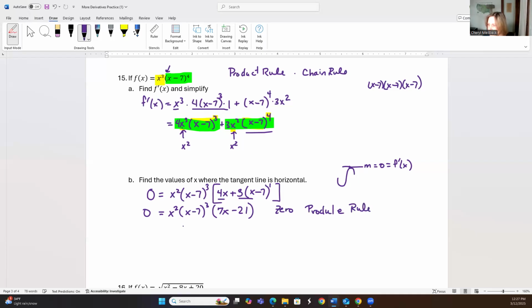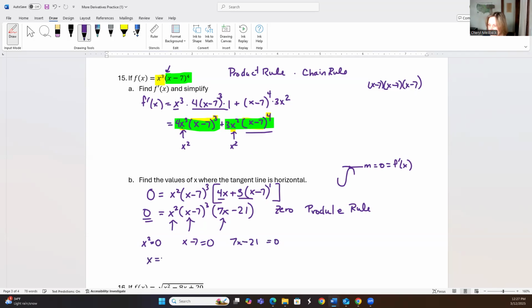being multiplied together and the answer is 0, then at least one of them has to equal 0. This one, that one, or that one. So since x squared times (x minus 7) cubed times (7x minus 21) being multiplied gives me an answer of 0, we say, well, that means that either x squared equals 0, the x minus 7 equals 0, we don't have to worry about the cube, or the 7x minus 21 equals 0.